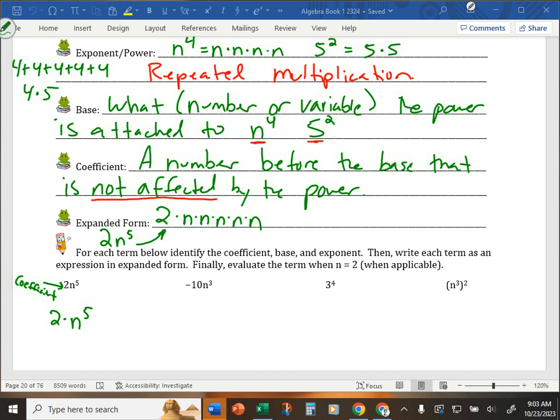Okay? So essentially, expanded form is the expression written out as repeated multiplication. Written as repeated multiplication. Just written out. Expanded, right? Okay. There's your crash course on exponent expressions.